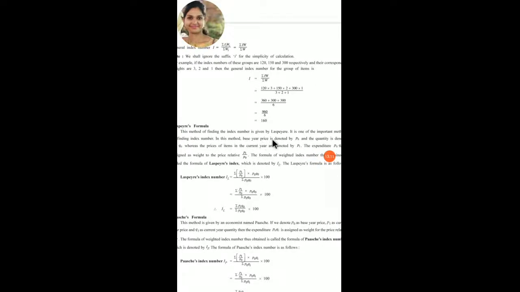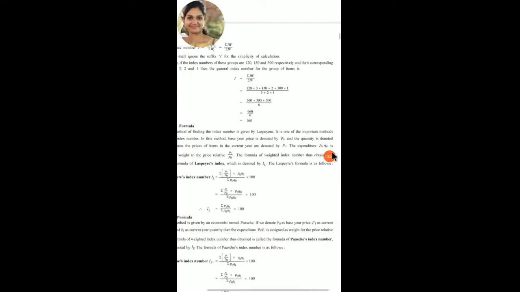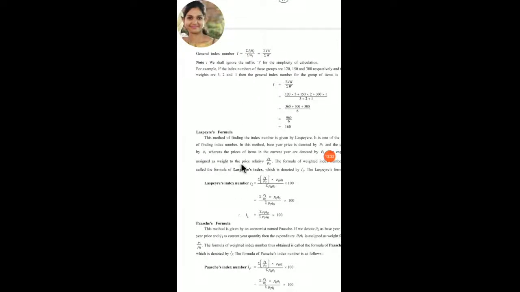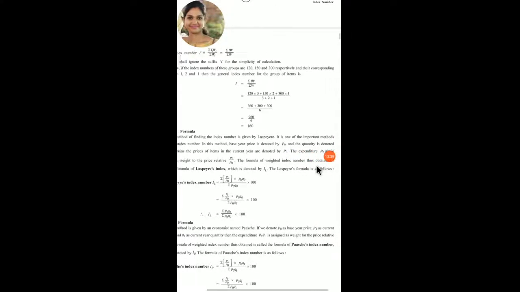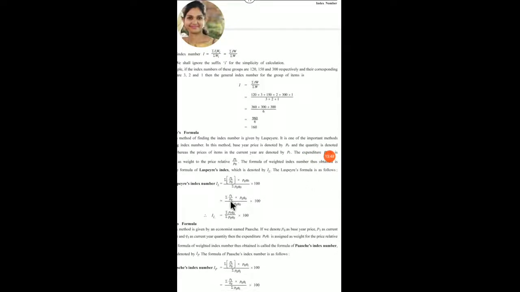In this method, base year price is denoted, again, base year price. Price means P, base year means P0, and quantity is denoted by Q0, where the prices of items in the current year, it means prices of the current year, P1, and expenditure P0 Q0 is assigned as a weight to the price relative P1 upon P0. The formula of weighted index number thus obtained is called the formula of Laspeyres index number, which is denoted by IL. The Laspeyres formula is as follows.